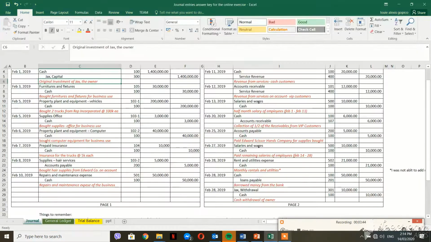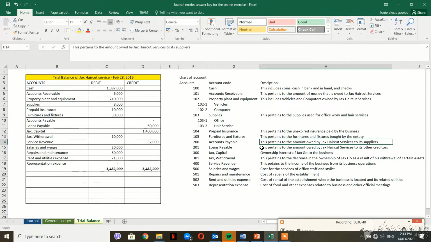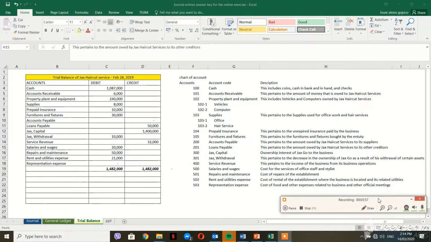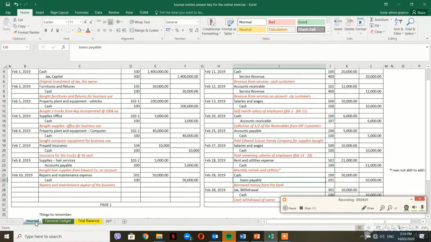It is represented by this account, loans payable. It is written here in the chart of accounts I created. So loans payable pertains to the money owed by Jack's Haircut Services to its creditors. So may utang tayo with our creditors, which is the bank. Okay? Next transaction is withdrawal.